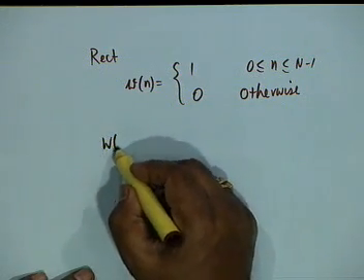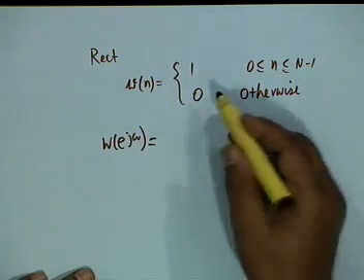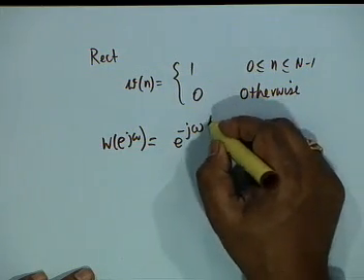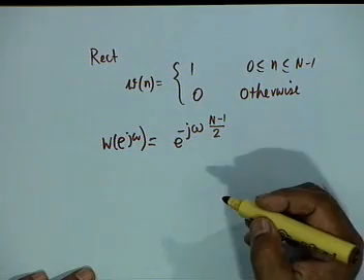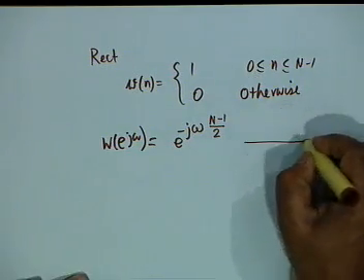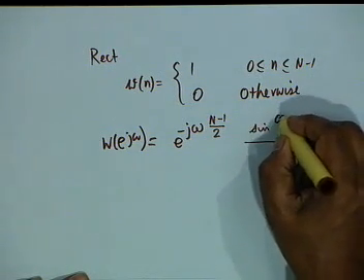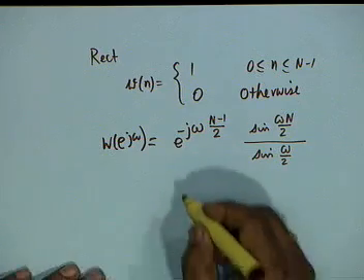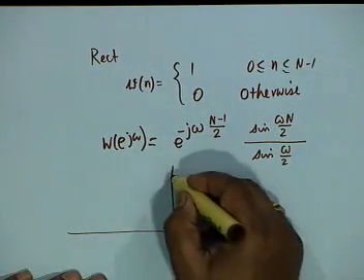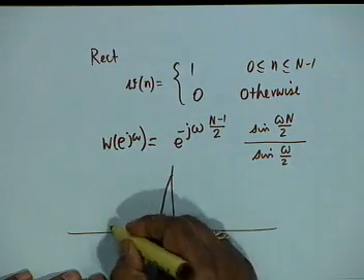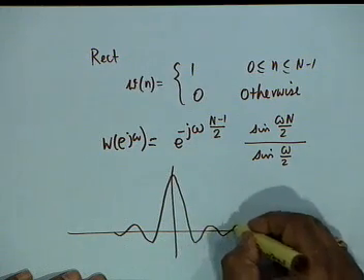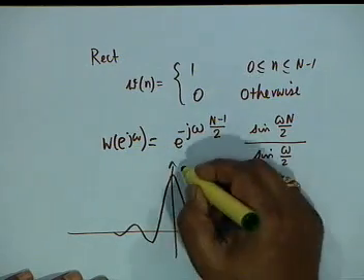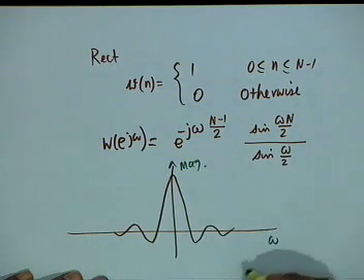The spectrum is capital W of e to the j omega. You can sum it up and show, as we have done earlier, that it is e to the minus j omega (N minus 1) by 2, then sine divided by sine: sine of omega N by 2 divided by sine of omega by 2. The spectrum is something like this. This is the magnitude, and this is versus omega.